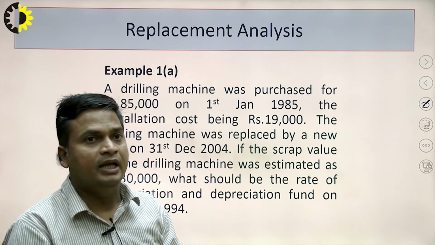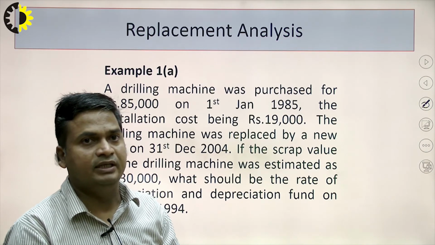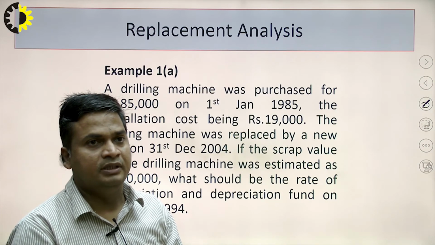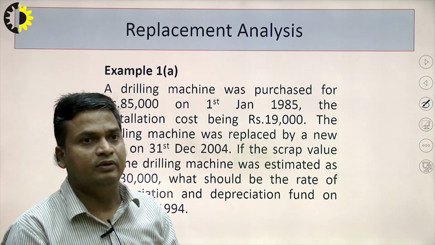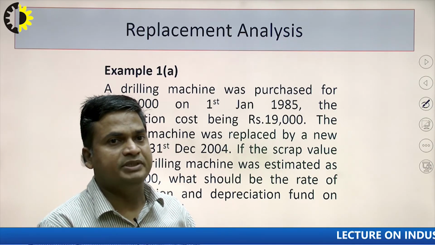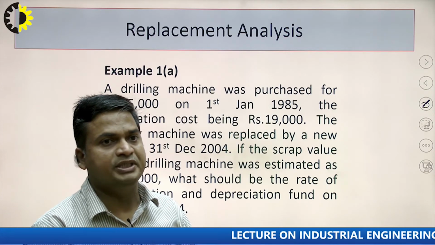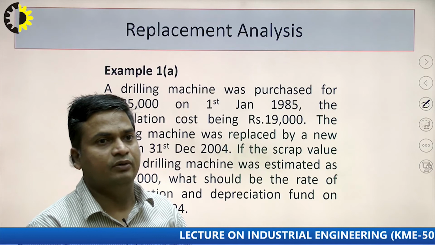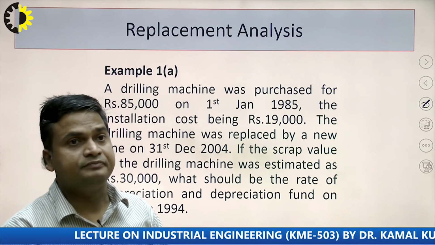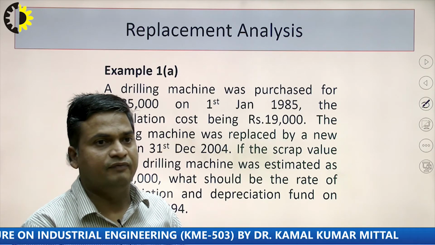In this example, a drilling machine was purchased for rupees 85,000 on 1st January 1985. The installation cost being rupees 19,000. The drilling machine was replaced by a new one on 31st December 2004. If the scrap value of the drilling machine was estimated as rupees 30,000, what should be the rate of depreciation and depreciation fund on 15th June 1994? So we have to find the rate of depreciation and the total fund on 15th June 1994.